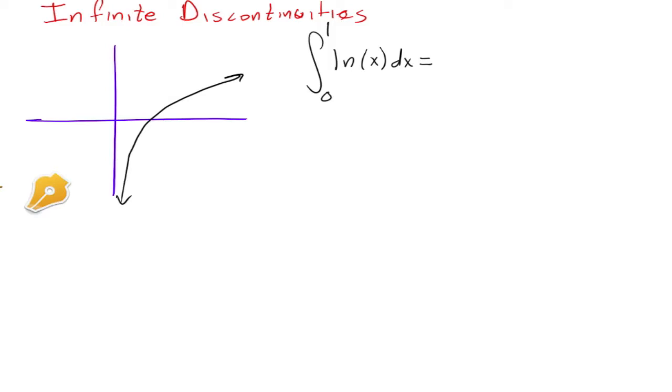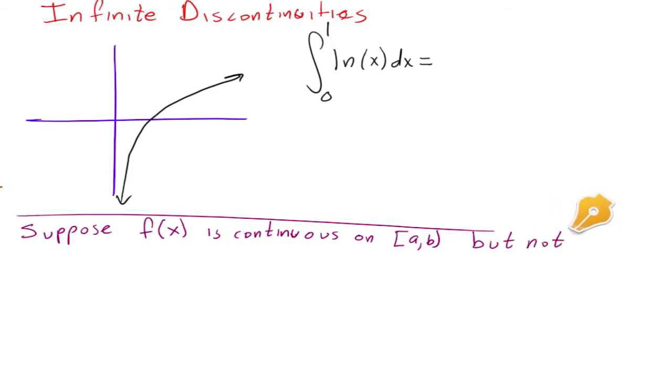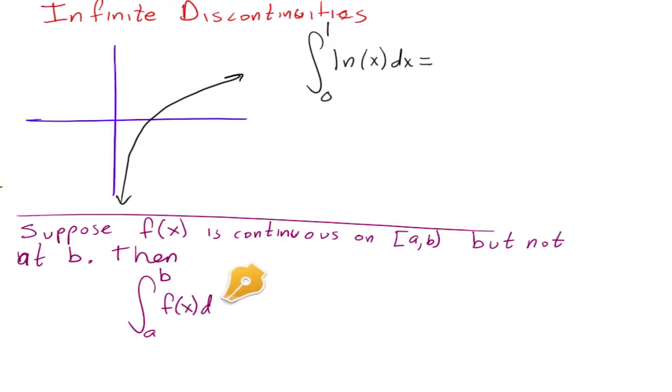So let's write that down. That's the idea. Suppose f is continuous on the interval from a to b, but not at b. Then the integral from a to b of f of x dx is equal to the limit as r approaches b.